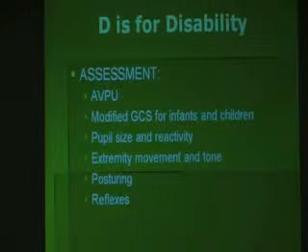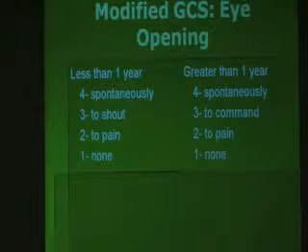It's basically the modified GCS for infants and children. You want to look at their pupil size and reactivity, what their extremity movement and tone is. Are they having any posturing? Do they have any reflexes that are abnormal? So this is just the modified GCS. I tell you, this is hard for me to remember. I memorize this for tests and then I throw it out, to be honest with you.